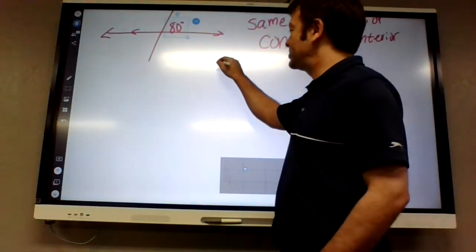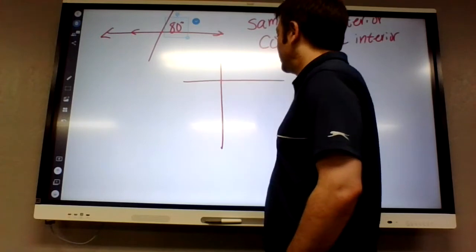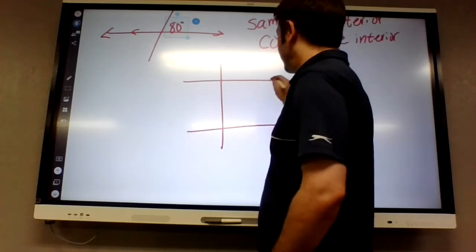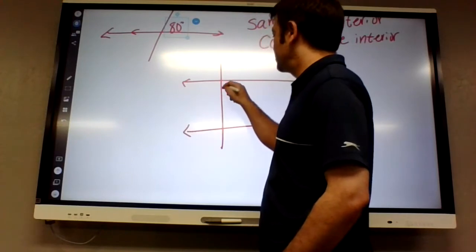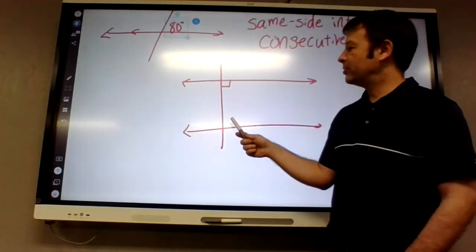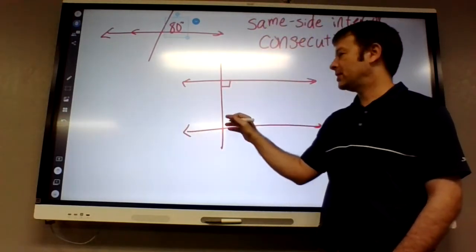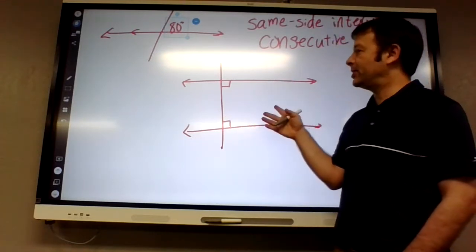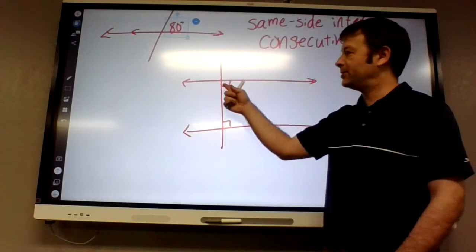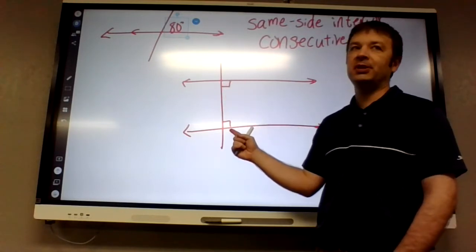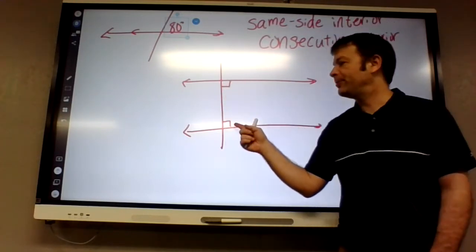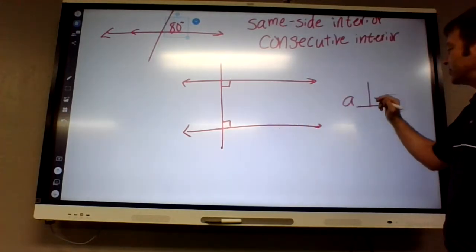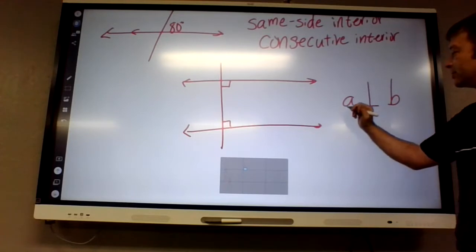So I don't know if I mentioned this one, but if these lines were parallel and this was 90, what would this have to be? 90. Yeah. If you have two parallel lines and one of them is perpendicular to the transversal, the other one is perpendicular to the transversal. Remember, perpendicular means that they cross at a 90-degree angle. That's the symbol for perpendicular.